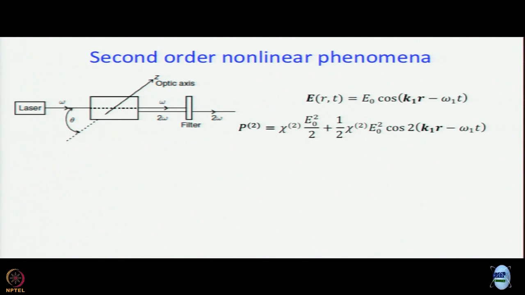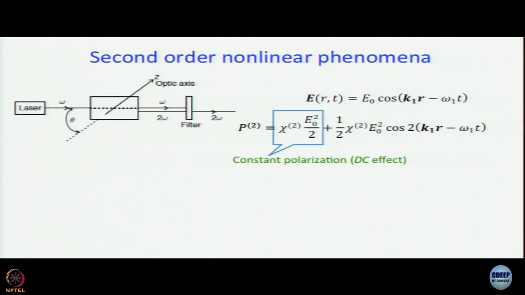What is the frequency associated with the second term? What is the angular frequency associated with this second term? 2 omega1, that is right. So, look at the first term. The first term is a constant polarization, isn't it? There is nothing in t there. It is just the second order nonlinear susceptibility multiplied by E0 square by 2. E0 is a constant of time, constant of space, constant of everything, right. So, this is called constant polarization or DC effect.